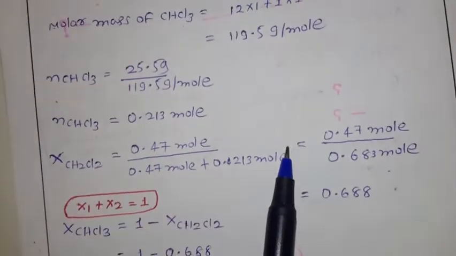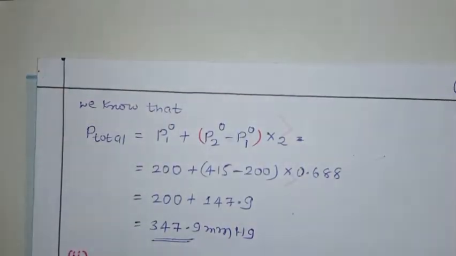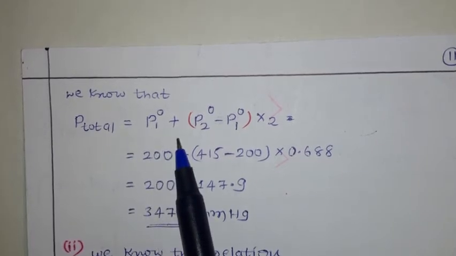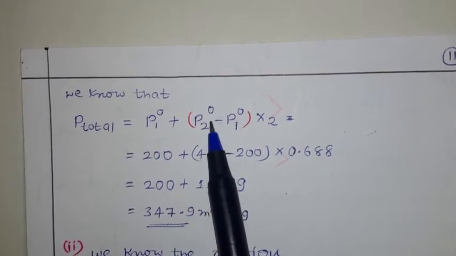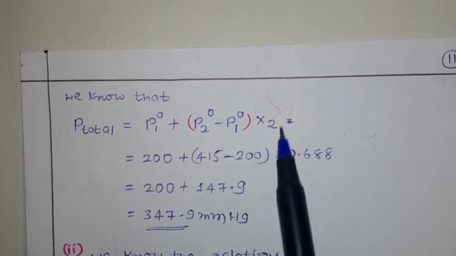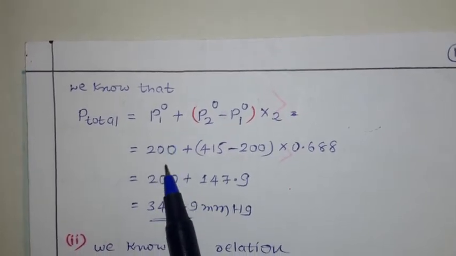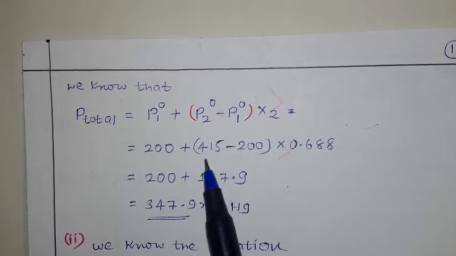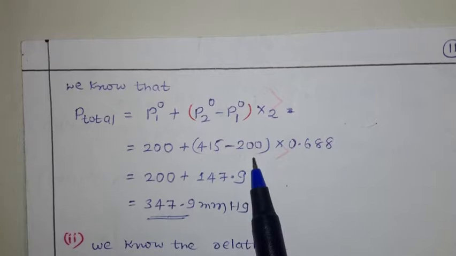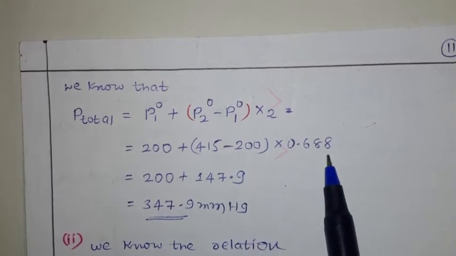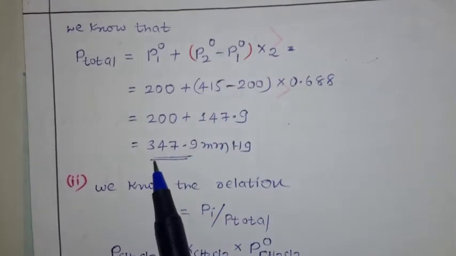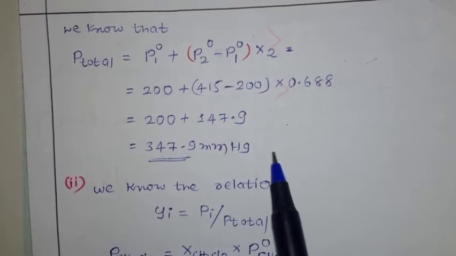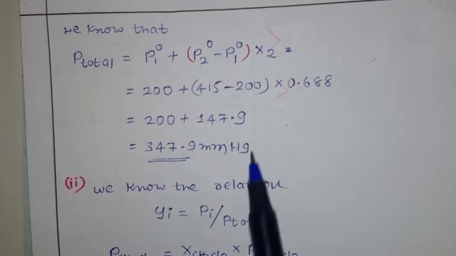Okay. Next, let us see here. We already got the mole fraction of dichloromethane. Now substitute into the formula. P total equal to P1 naught plus (P2 naught minus P1 naught) into X2, nothing but the mole fraction of dichloromethane. Now we already have the first component, chloroform, 200. For dichloromethane, how much do we have? 415 minus 200 mm of Hg into 0.688. Okay, if you go for simplification, how much are you getting? P total is 347.9 mm of Hg. Okay, first question over. They asked for P total, meaning this much pressure is there.